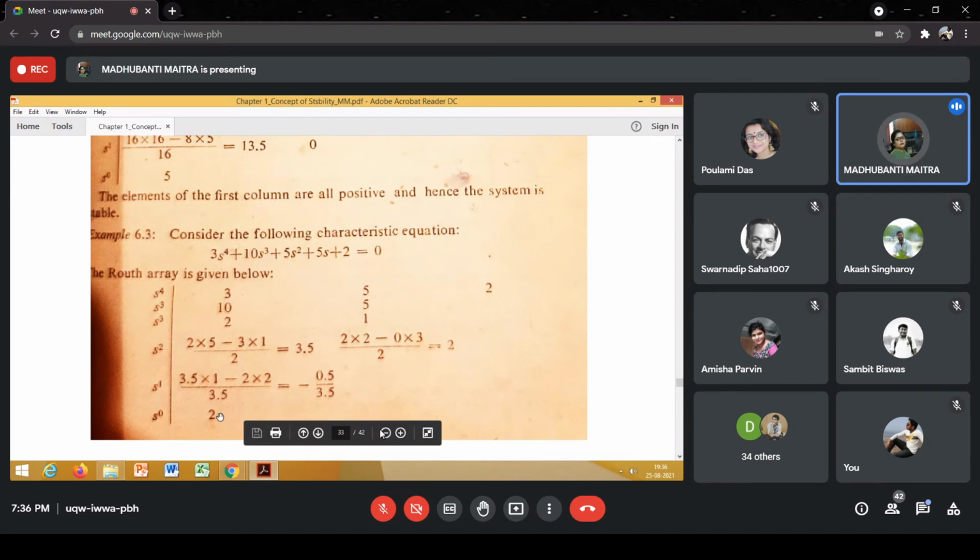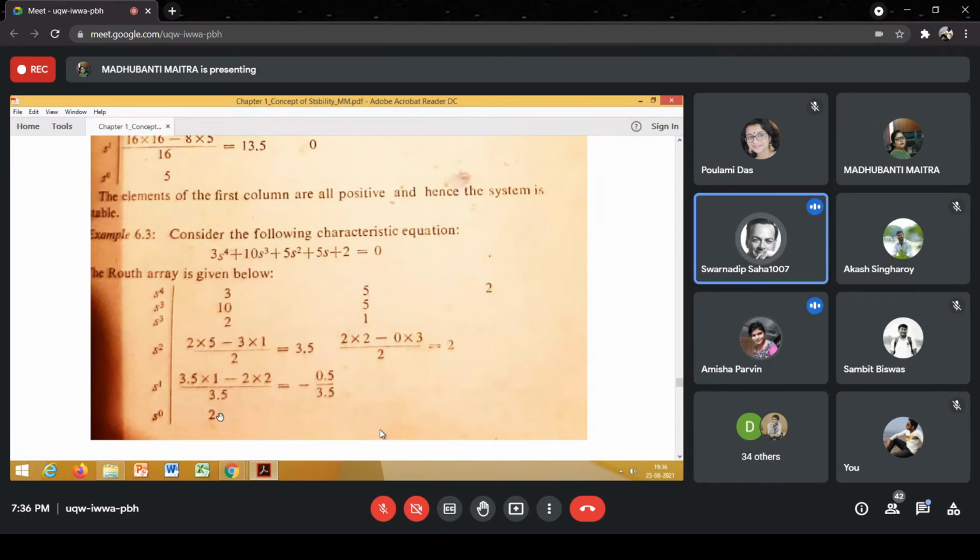So how many sign changes are there? Number of sign changes equal to 2. Am I clear? Yes, ma'am. So how many roots are there in the right half of the s-plane? Two. Two roots are lying in the right half of the s-plane. Okay.